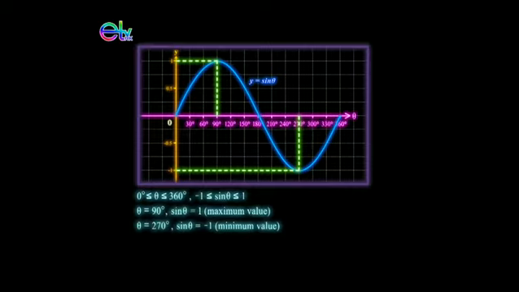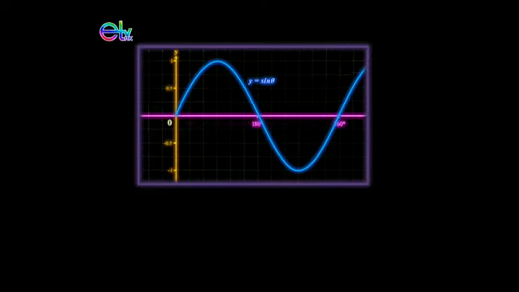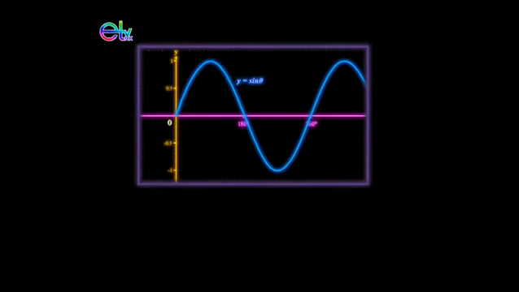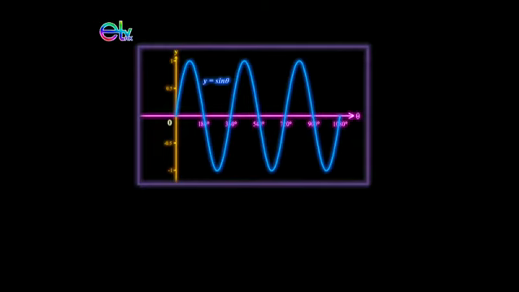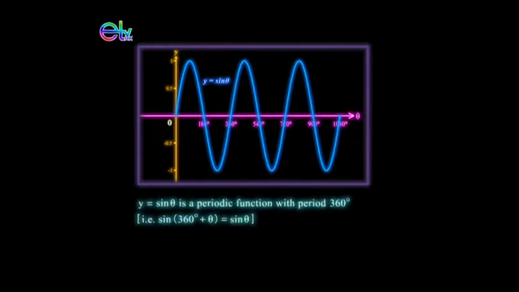If angle theta keeps increasing, and we continue to plot the relationship of angle theta and sine theta on a graph, we observe that the graph of the sine function repeats itself every 360 degrees. We say that the sine function is a periodic function with a period of 360 degrees.